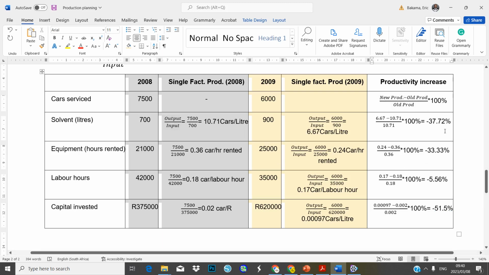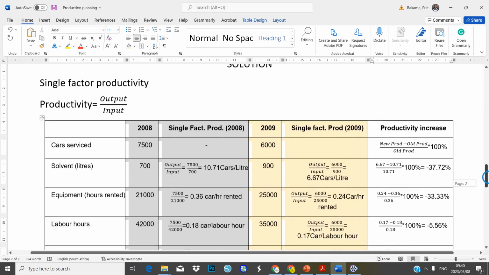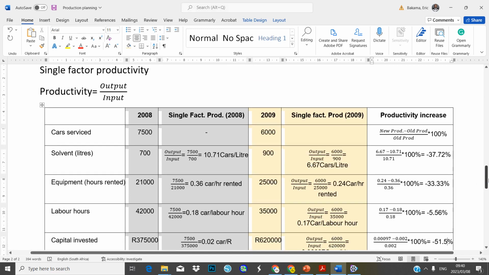Everything is negative. If there was a positive value, it would have meant that there's been an improvement. Unfortunately, everything here is negative. So I'm leaving you the time to look at the video and understand the single factor productivity. In the next video we will do the last part, which is the multi-factor productivity, just for you to have an understanding.